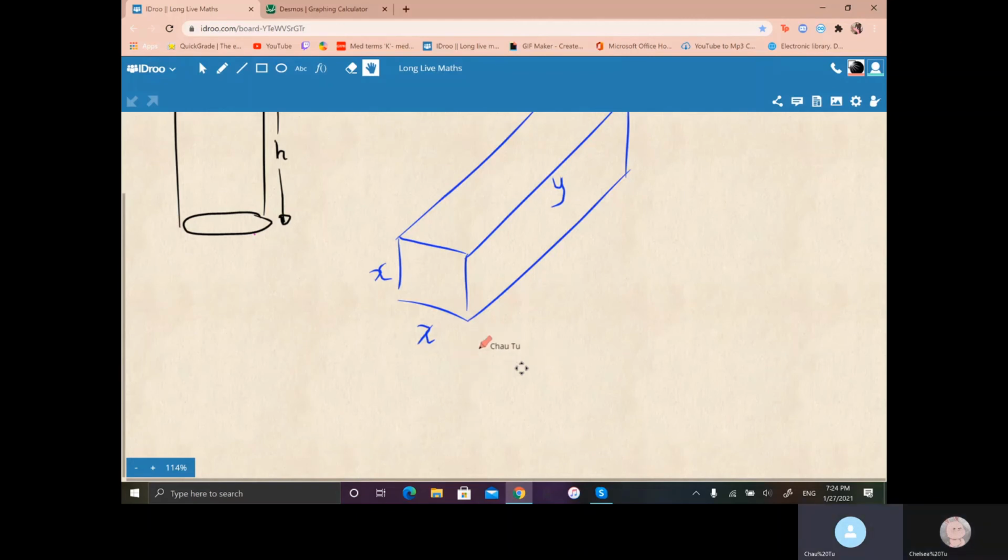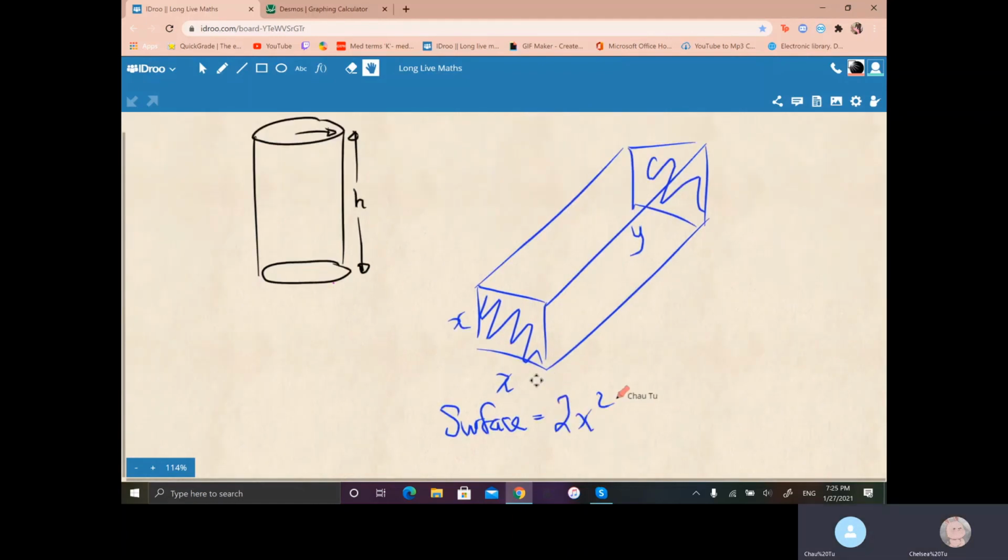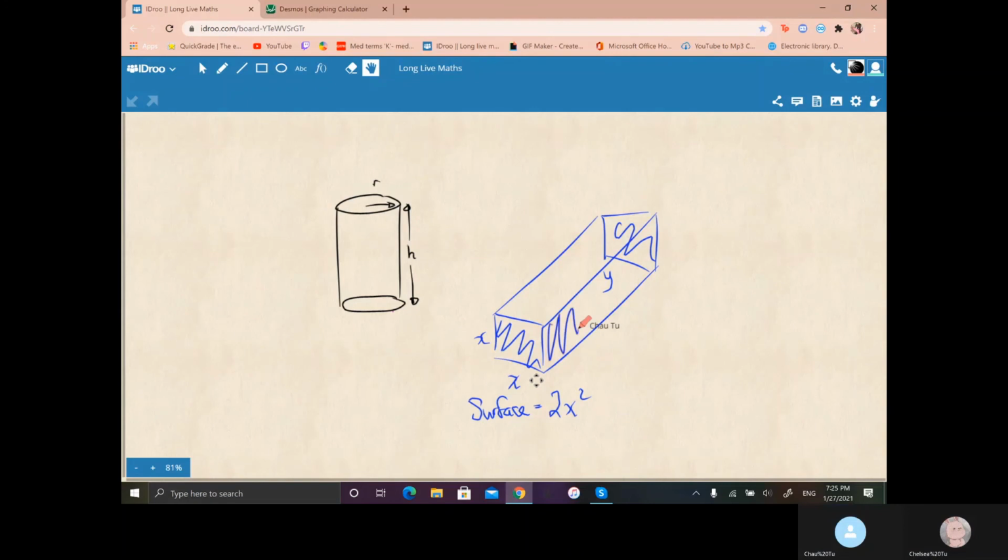Okay, what's the surface area? 4x plus 2y. How do you get 4x? Wait, no. Let me think. X squared, 2x squared. Yeah, 2x squared. So that's this face and that's these 2 faces. So it's 2x squared done. What about the 2xy? 4xy, I mean. Yeah, plus 4xy.